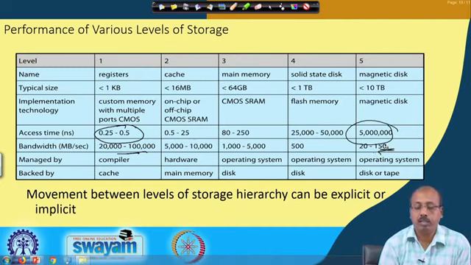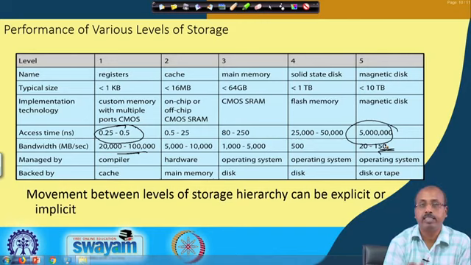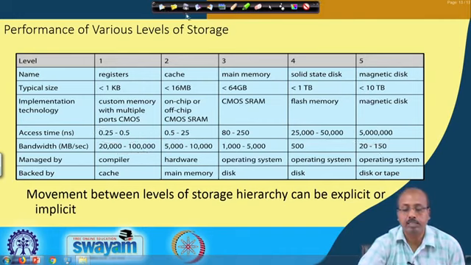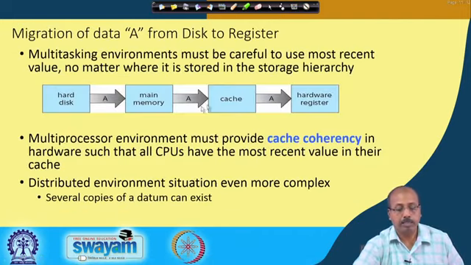Depending upon the type of data you have, how important it is and how frequently it is needed, you may decide the level at which you will keep that particular data. This decision has to be taken by the operating system. Next is the migration of data from hard disk to main memory, which I have already discussed, and the cache coherence problem that can come up, because the data item should be consistent across all the levels.